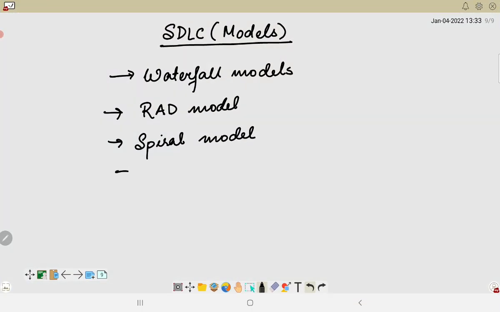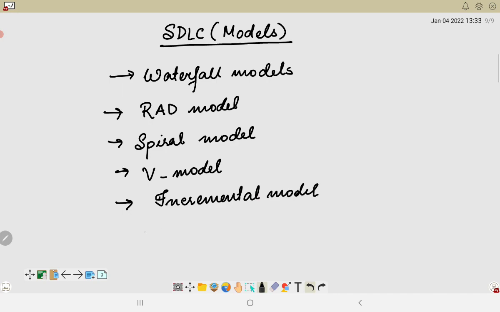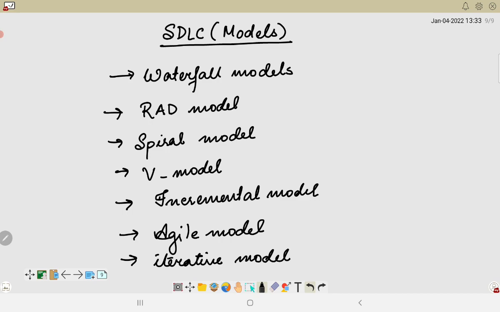Then we have the V model. So this is like an incremental model. However, it has some deviations, and we will discuss them. Then we have an incremental model. We also have an agile model. Then we have an iterative model. And finally we have a big bang model.